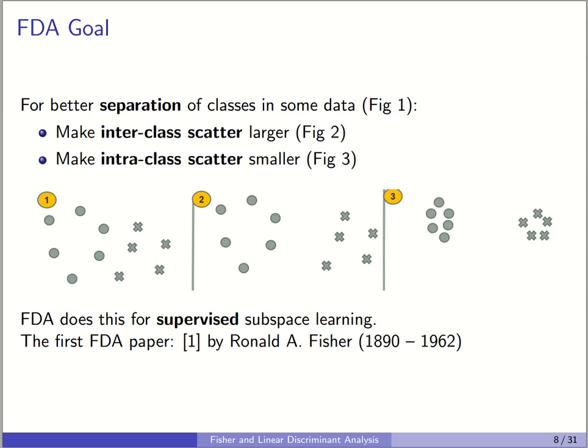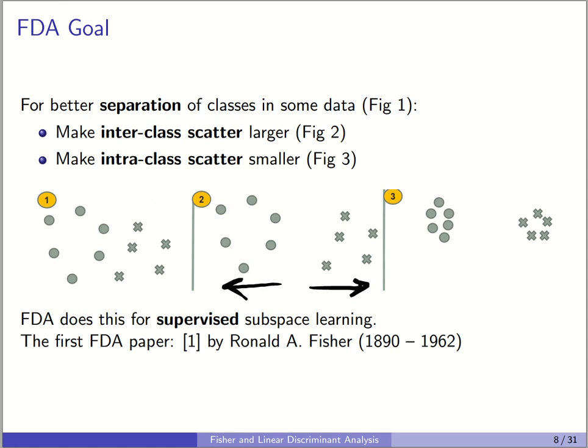What is the goal of FDA, or Fisher discriminant analysis? It wants to separate the classes more. How? Assume that in figure 1, we have some data points, and we have two classes, circles and crosses. We want to separate them more. What can we do? We can make the classes farther from each other. So I put the crosses away, and I put the circles away.